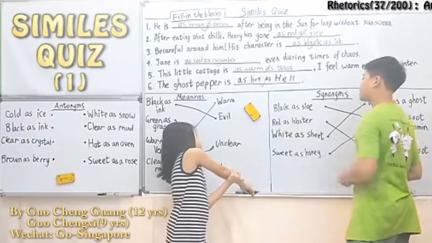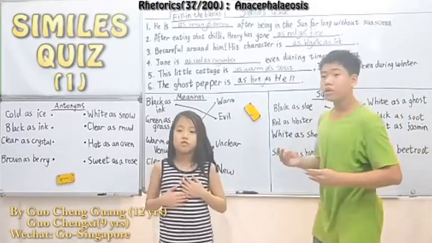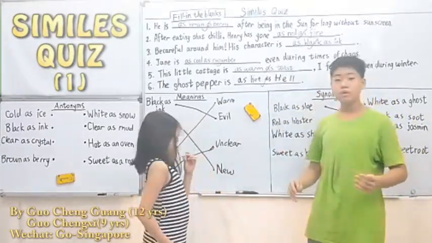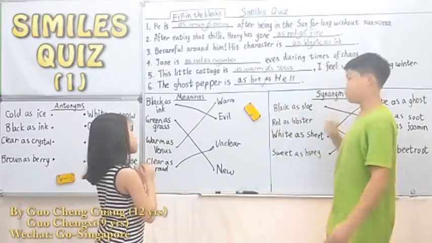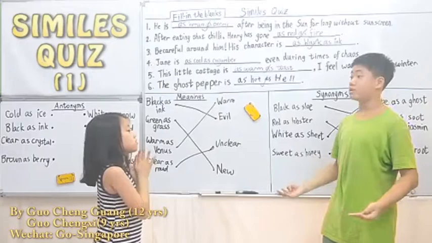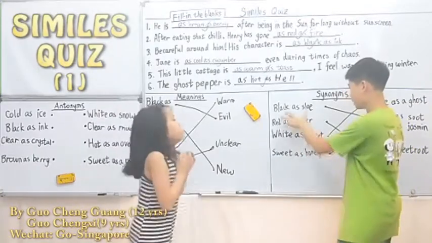Black as slow. Slow is actually just the hawthorn plant. Slow is just another name for that. Its berries are edible. Okay, as black as slow.